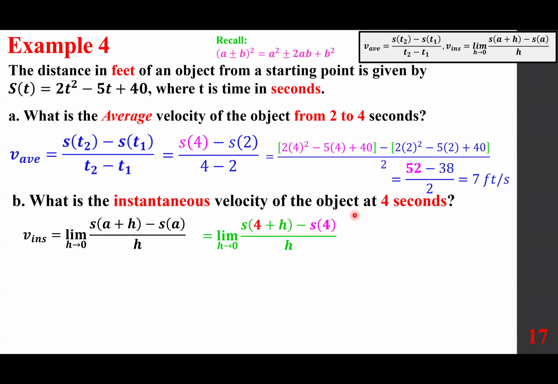Now, all we have to do is simplify the numerator. We have to evaluate this one minus evaluate this one. This one, we don't have to do anything. We already have the answer. S of 4 is 52. S of 4 plus H would be 2 times (4 plus H) squared minus 5 times (4 plus H) plus 40.